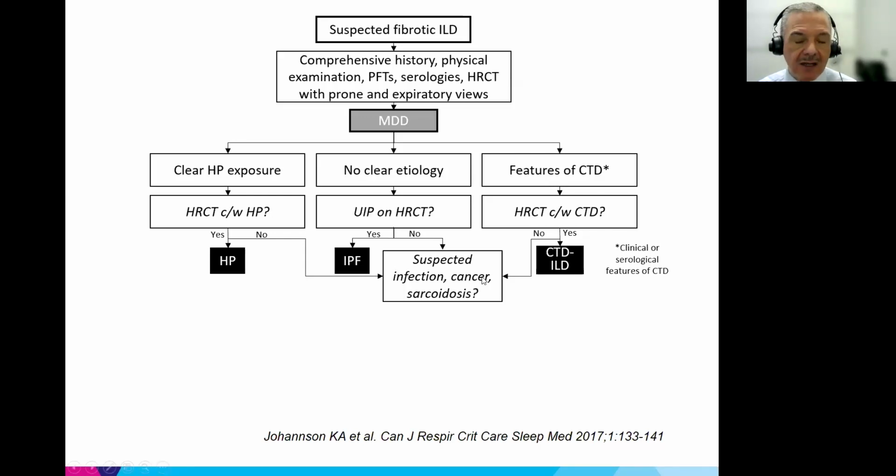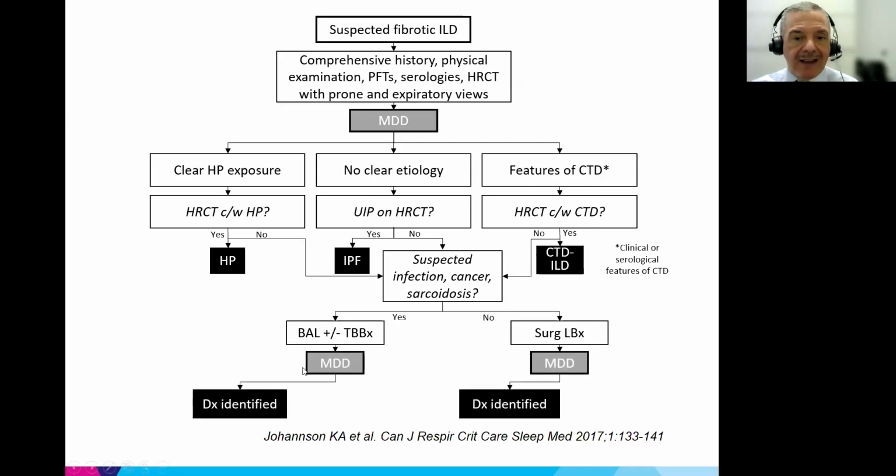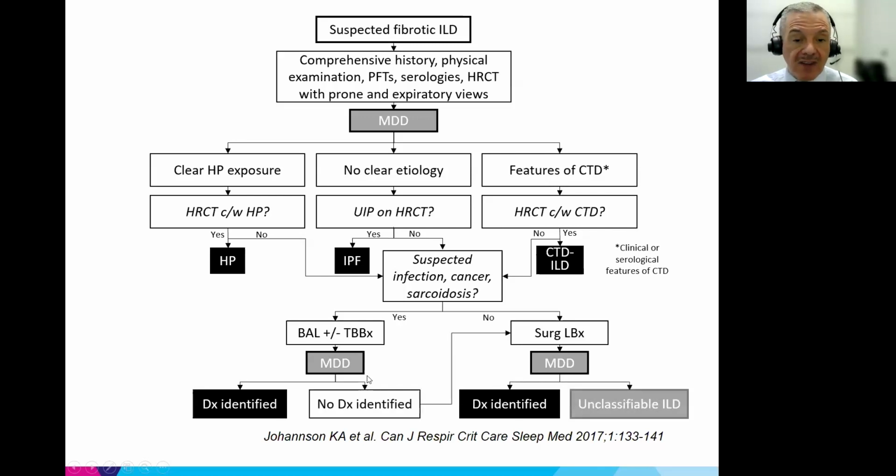Those are the three major indications to do bronchoscopy with bronchoalveolar lavage and transbronchial biopsy. Because the other option, if you don't suspect these three, is to go to a surgical biopsy or a cryo biopsy. And again, you need to bring the information to the multidisciplinary discussion. Hopefully you will have identified the diagnosis, but if you don't, in the case of having this pathway where you had done bronchoscopy, you still can go to surgical biopsy and again go to the multidisciplinary.